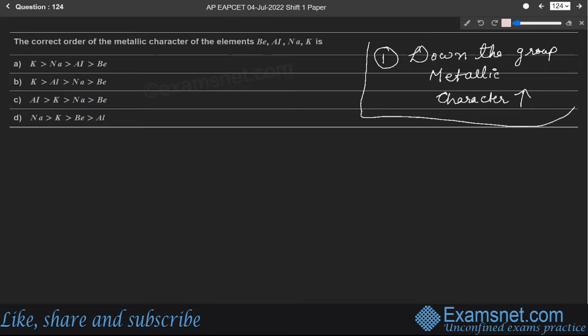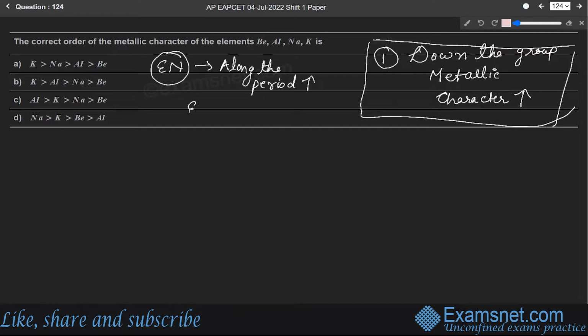And there's another way to solve this question, that is electronegativity. Everybody knows electronegativity increases along the period. Down the group, it decreases. And electronegativity is inversely proportional to metallic character.